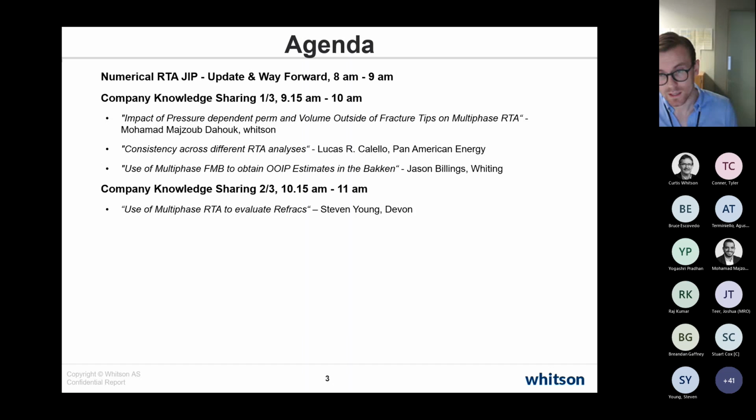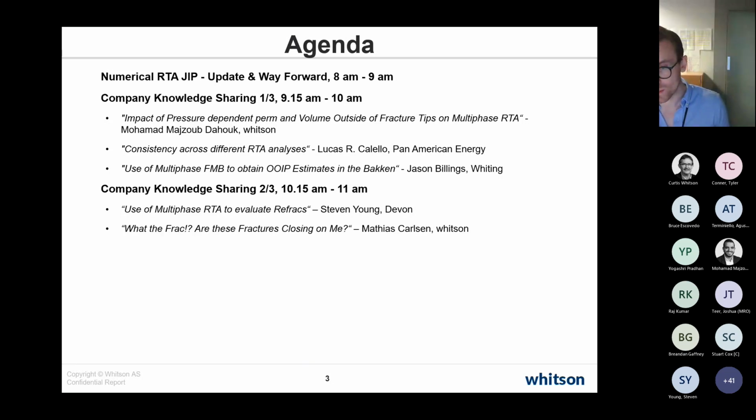That session will be one presentation by Stephen from Devon on how he has used multi-phase RTA to evaluate refracs, and then I will have a follow-up presentation to that, supporting some of Stephen's observations with some simulation work and some synthetic cases. So that'll be good.